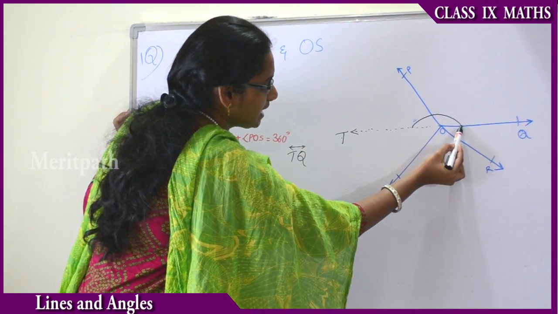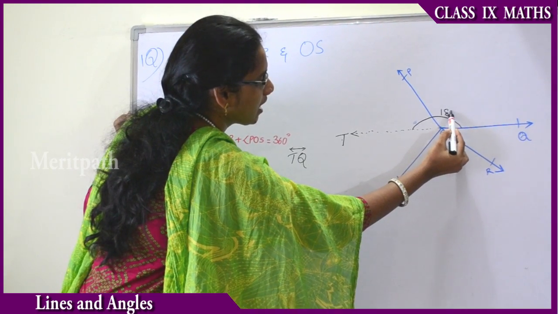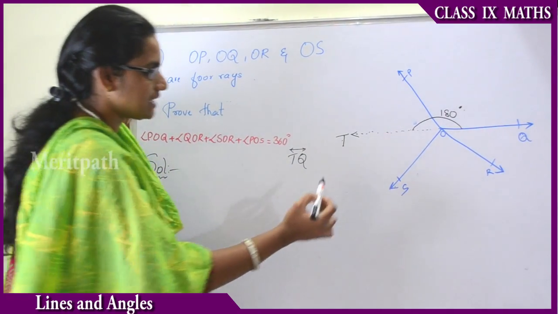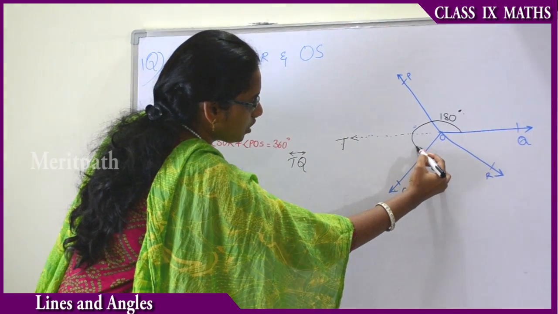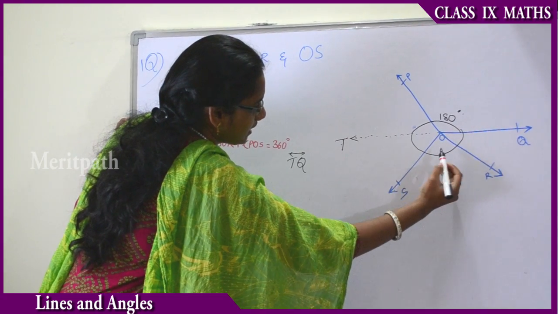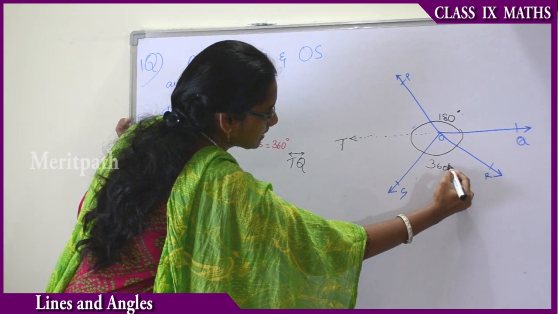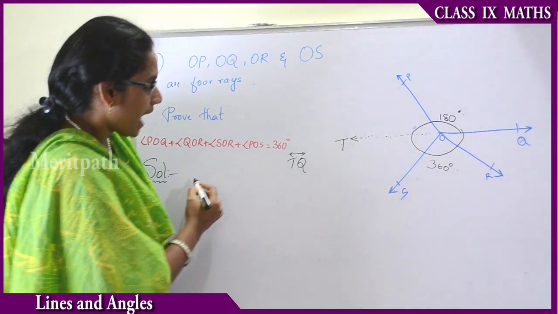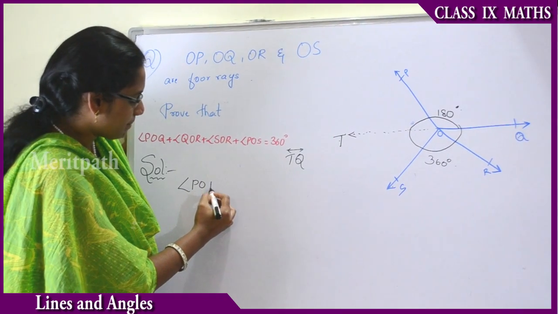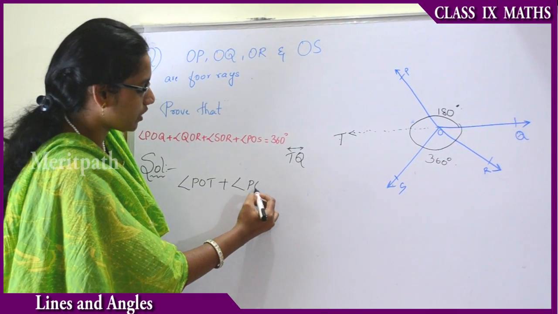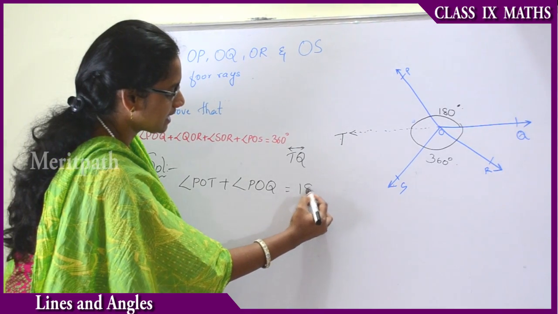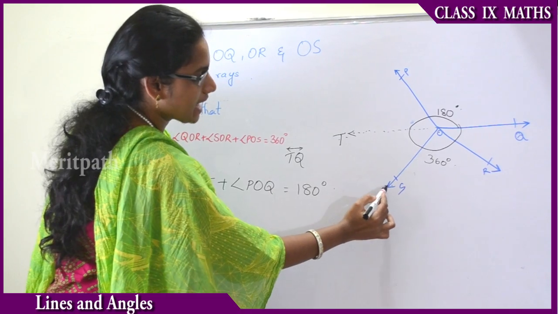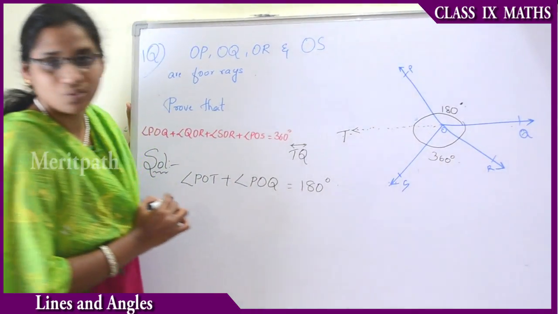because it is representing the half circle of a circle, where the total degrees equals 360 degrees for a circle. Therefore, we can say that angle POT plus angle POQ equals 180 degrees, and angle TOS plus angle SOQ equals 180 degrees.